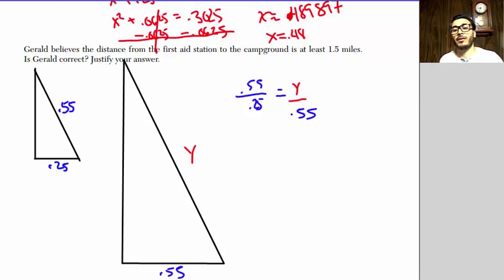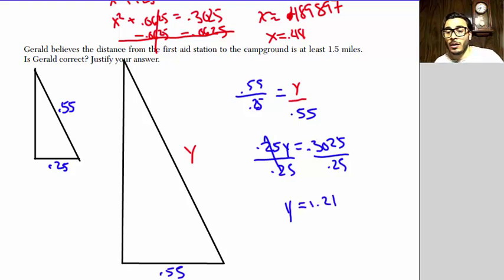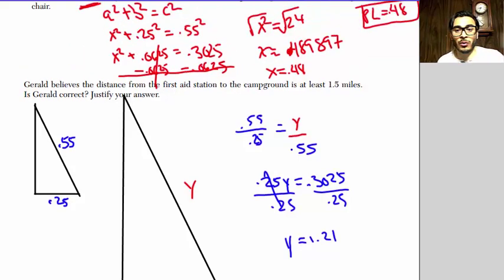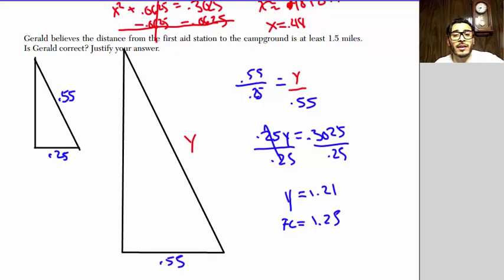So let's go ahead and cross multiply to solve for y. We're going to get 0.25 y equals 0.55 times 0.55, which is 0.3025. We'll divide both sides by 0.25. And we get y is equal to 1.21. Which means that, what was the original name? FC. So FC is 1.21.